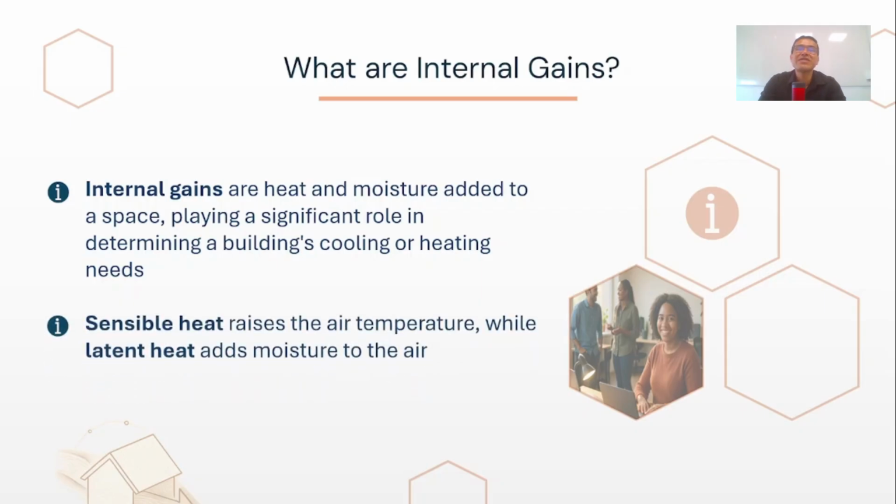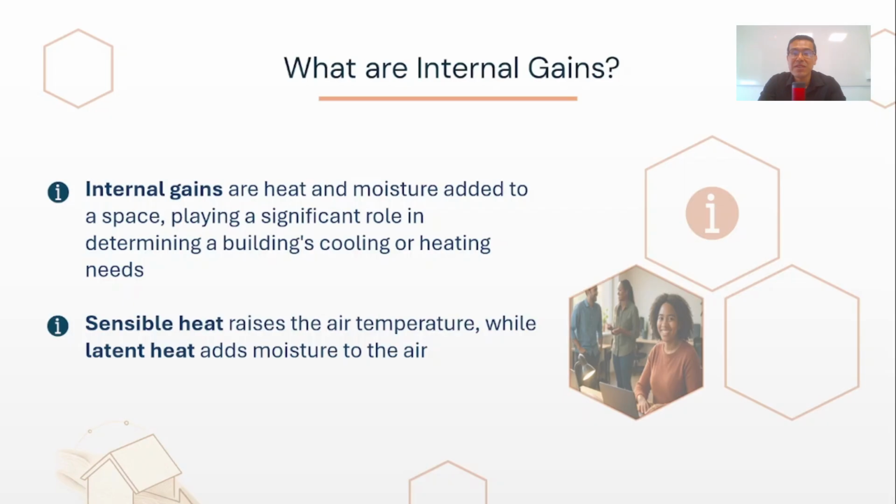These gains are split into two crucial components: sensible heat and latent heat. Sensible heat is the heat you can feel, the kind that raises the air temperature. The latent heat, on the other hand, is tied to moisture. It's the energy needed to turn water into vapor, so it increases the humidity in the air.